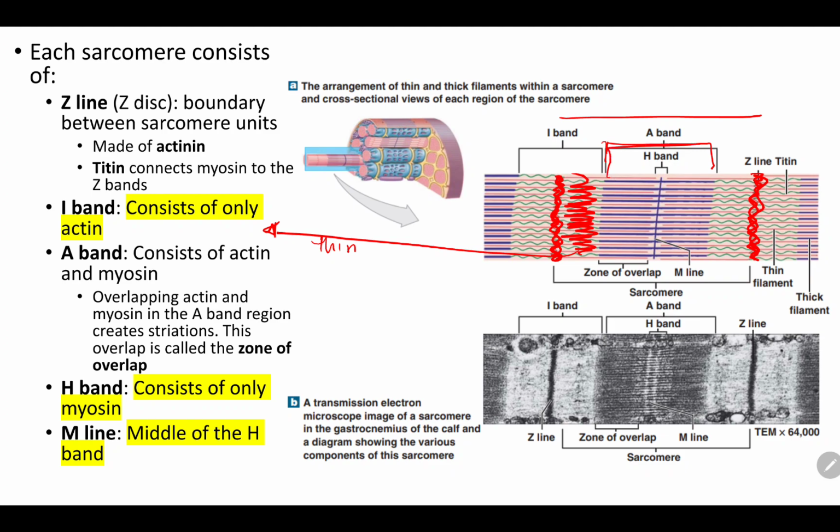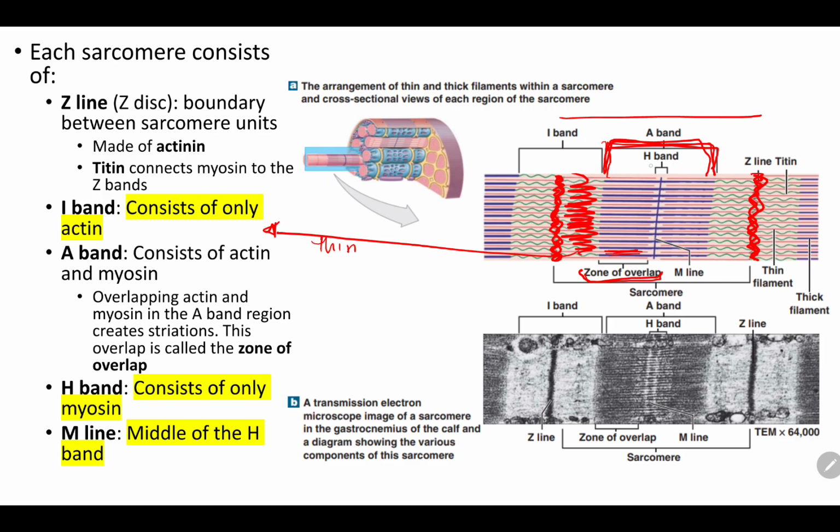So when you look at this band, right, I'm going to outline the top of it. You see purple and you see red in there, right? The purple, that's going to be myosin. That's the thick filament. But the red, that's actin. So that's why you have them overlapping each other at this zone of overlap, right? And so that's where that cross bridging is going to occur.